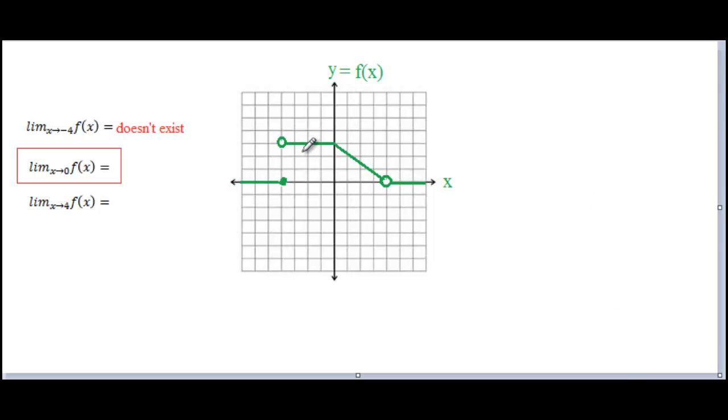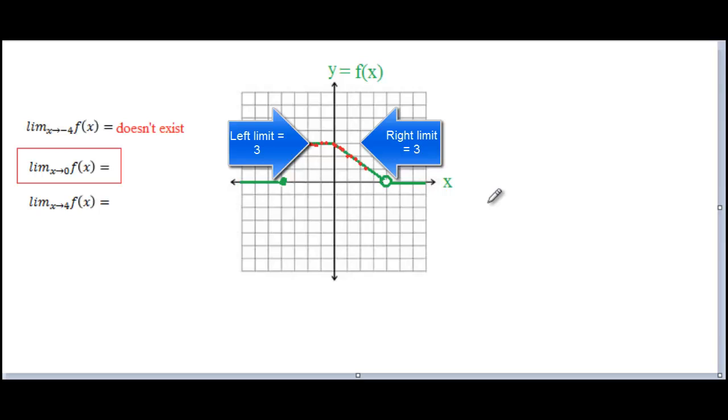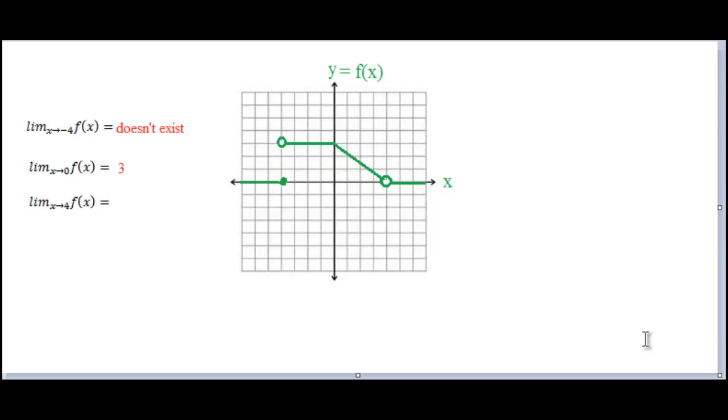Well, approaching x equals 0 from the left gives us y values consistently at 3, and approaching x equals 0 from the right, you see our bug's climbing up from 1, 2, and eventually gets to the same place. So the limit from the left is 3 and the limit from the right is also 3. So we would say that the limit as x goes to 0 of f of x is 3.